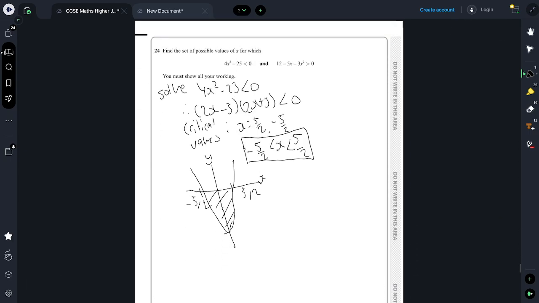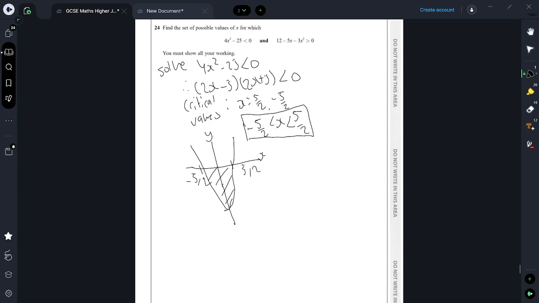Okay, so now we solve the other inequality, right? So solve the other one. So 12 minus 5x minus 3x squared is less than 0. I don't like the negative here. I don't like solving a quadratic with a negative x squared. So what we do is times by minus 1. So 3x squared plus 5x, flip the signs, minus 12.